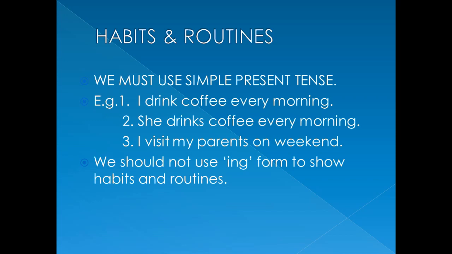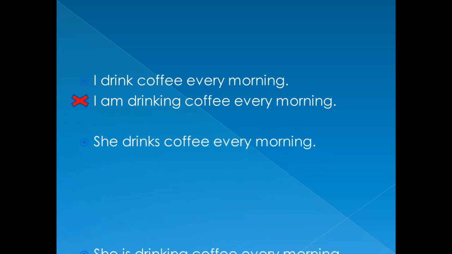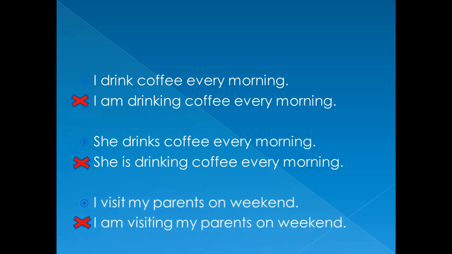You must use simple present tense, that is subject plus verb. Here, I drink coffee every morning, not I am drinking coffee every morning. Same like that, she drinks coffee every morning, not she is drinking coffee every morning. That is wrong. And same like that, I visit my parents on weekends is correct. I am visiting my parents on weekends is wrong. The reason is that whenever you express a habit or routine, you must use simple present tense.